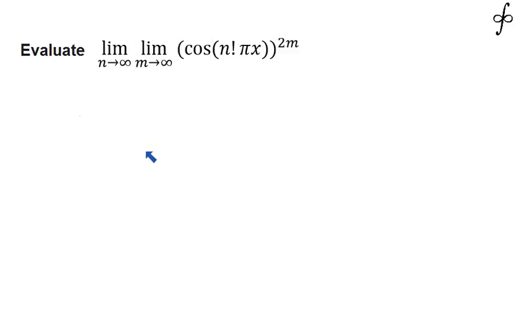Let's take an interesting limiting problem. It says: evaluate the limit as n tends to infinity, of the limit as m tends to infinity, of (cos(n! π x)) to the power 2m.